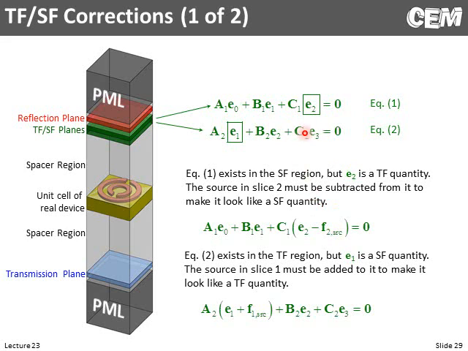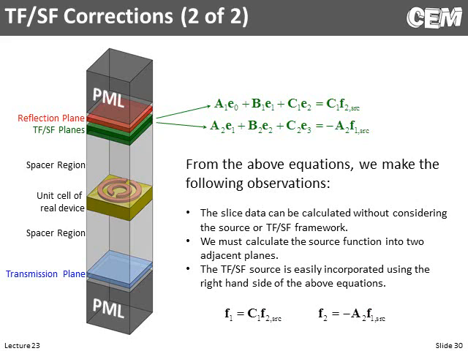Likewise, in this equation in the total field, we have an electric field from the scattered field side. Well, we need to make the scattered field look like a total field, and we do that by adding the source to it. And we're also adding the source in that slice number 1. Well, we just rearrange the equations, and what we see is that on the left side, nothing changes. We have the exact same slice data. However, on the right-hand side, what used to be 0 now has source terms there.